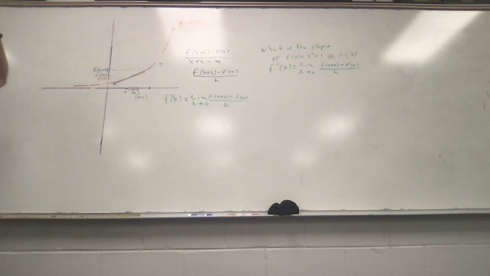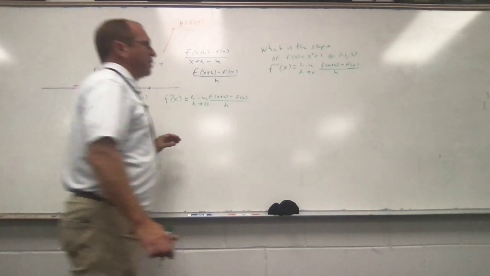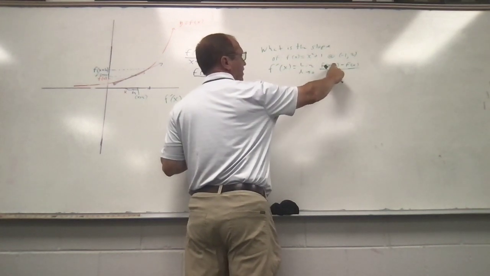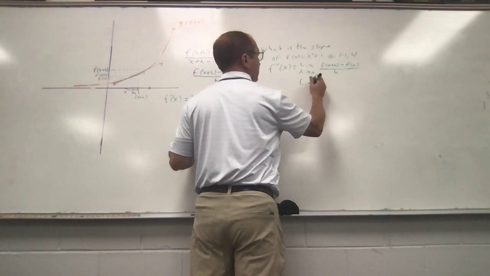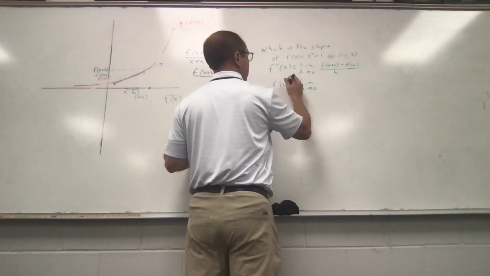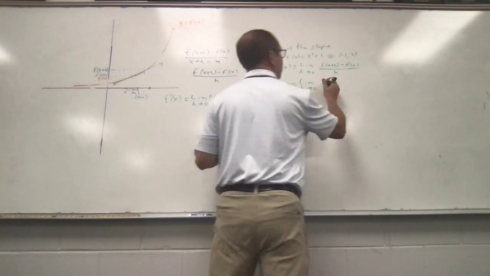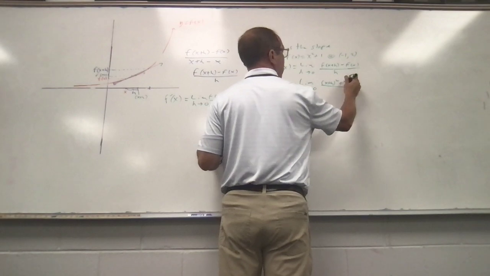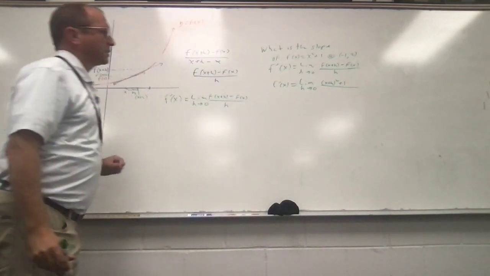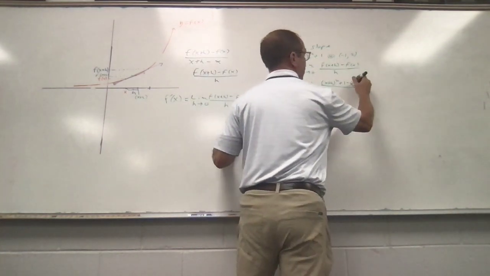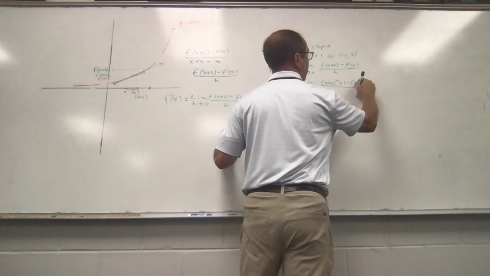So from there, I want to know what f of x plus h is. Well, if I wanted to know f of 2, it's just 2 squared plus 1, right? So f of x plus h is x plus h squared plus 1. So that's f of x plus h, and then I subtract from that f of x. Well, this is f of x, so it's minus x squared plus 1.